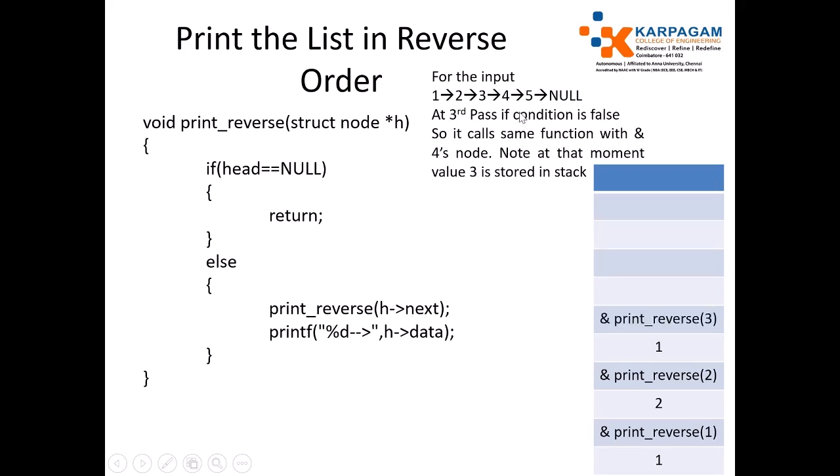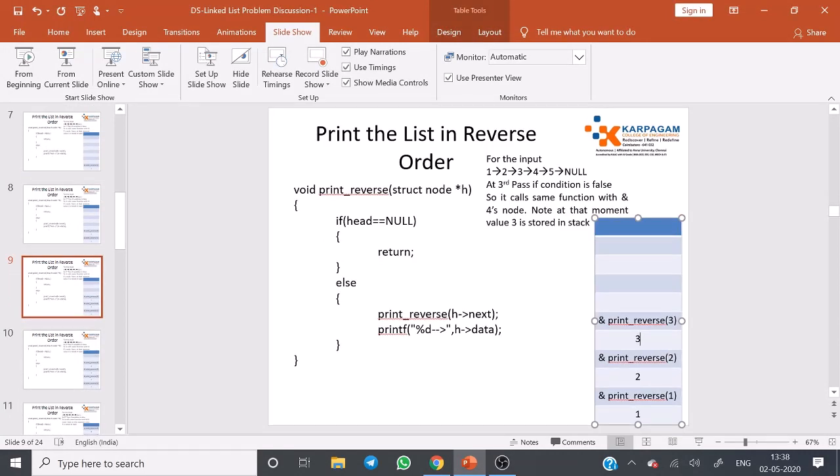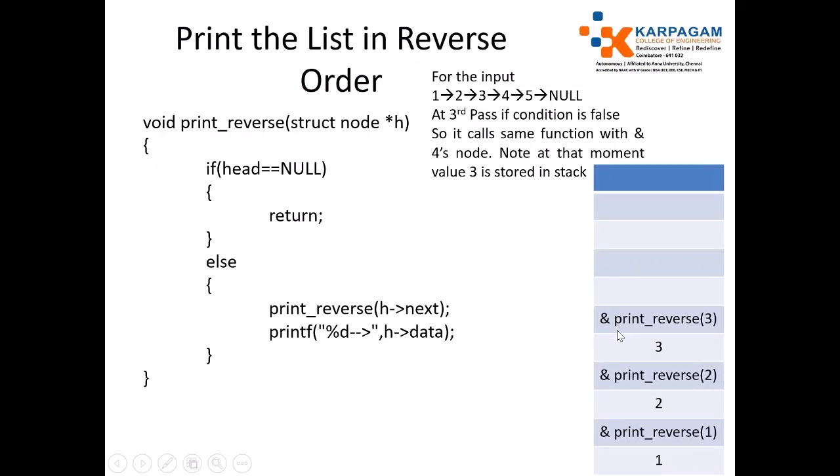At the third pass, the if condition evaluates to false because the node has a value. So it calls the same function with the fourth node, print reverse of 4. At that time, the value 3 is stored in the stack, and the address of print reverse of 3 is also stored in the stack.